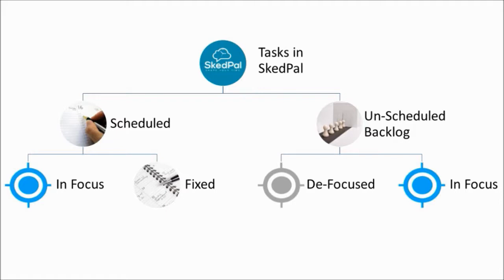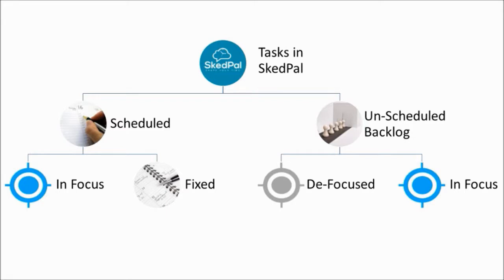The first bucket is the tasks which are already scheduled, and SkedPal maintains a 3-week schedule from the current day out into the future. And then there's the tasks which are not scheduled, which are in what SkedPal calls its backlog. Okay, so these two separate kinds of tasks are treated very differently.